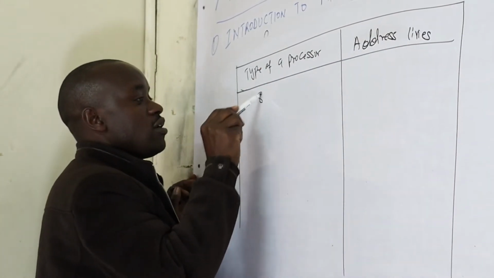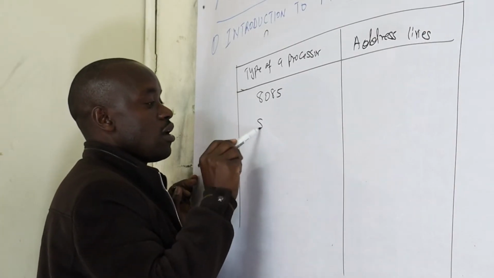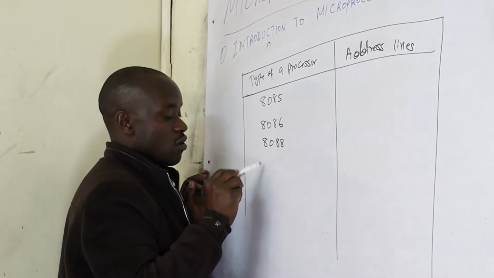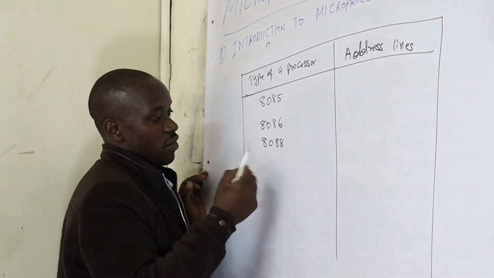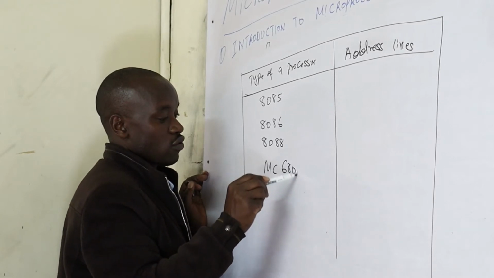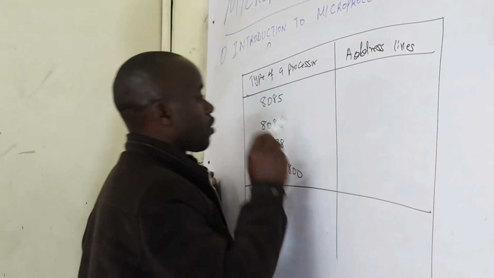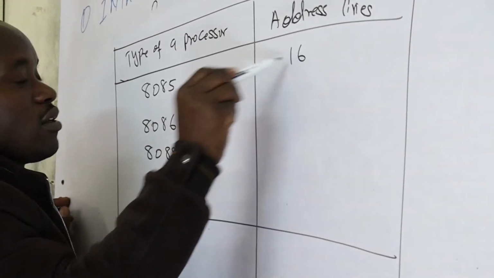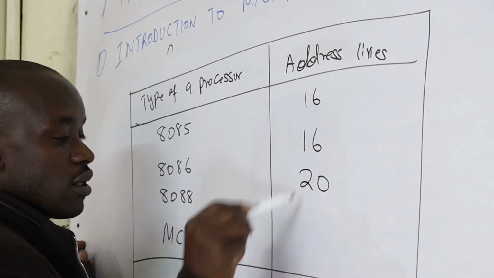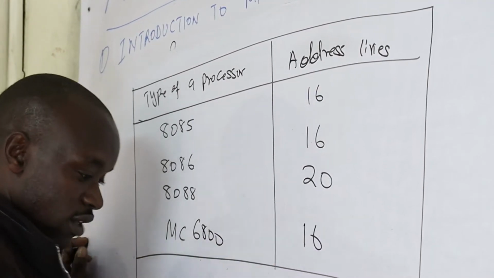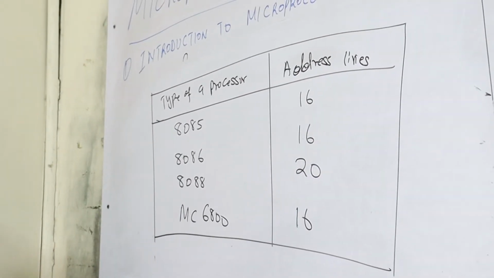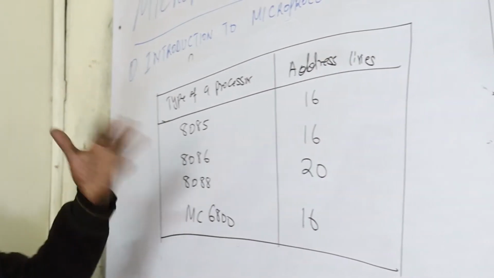So we can have 8085, 8086, 8088, and also you can have microcontroller series. But these are the common ones. And then you can have MC1600 series. So right now the 8085 address range is 16, 8086 also they are 16, but this one has 20, this one has 16. So in case of this, there's a small question in there. Just know the number of address ranges in each processor.